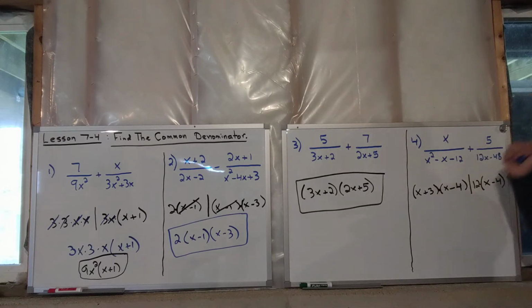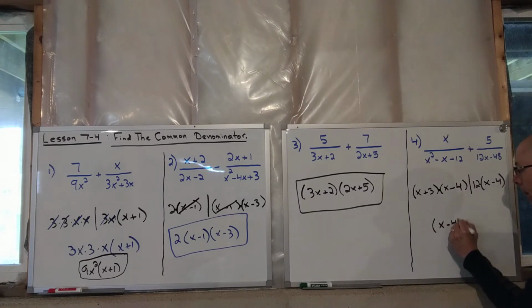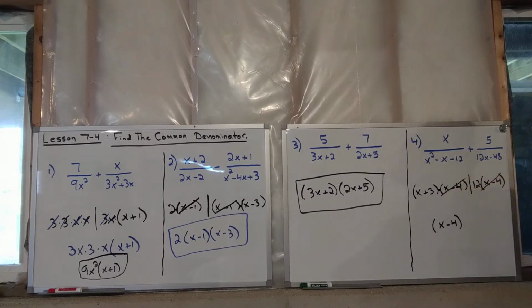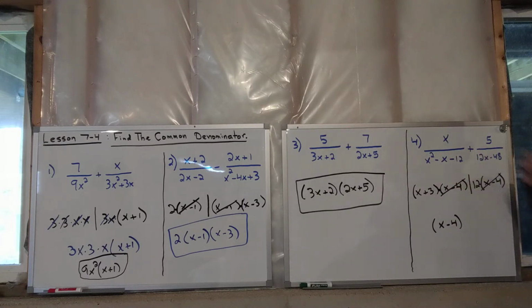We look at each group and say, what do they share? Throw it into the common denominator pile. They share an x minus 4. Write it down. Cross it off. They shared it. We used it once. They don't share anything else. That means the rest of the stuff goes right into the pile.